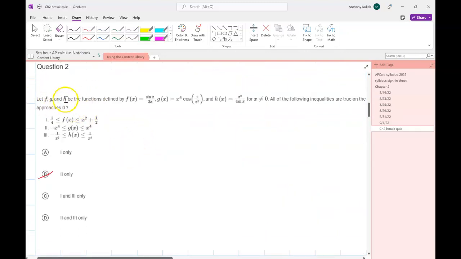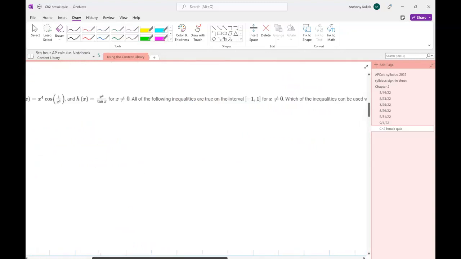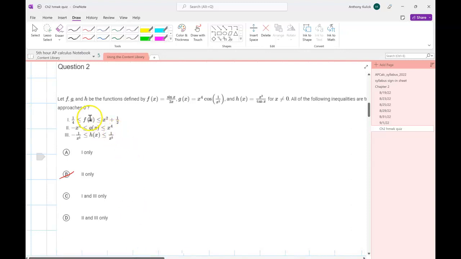So it says let f, g, h be the functions defined here. Assuming that x is not 0, all the following inequalities are true on the interval from -1 to 1 for x not equal to 0. Which inequalities can be used with the squeeze theorem to find the limit of the function of x as it approaches 0? So I am going to be concentrating on what's in the middle. So here is my f of x.